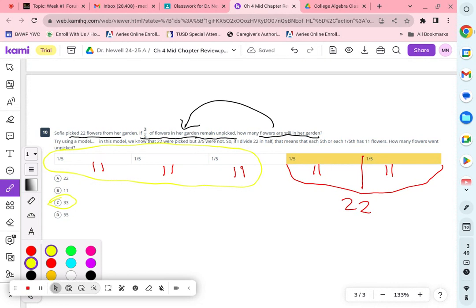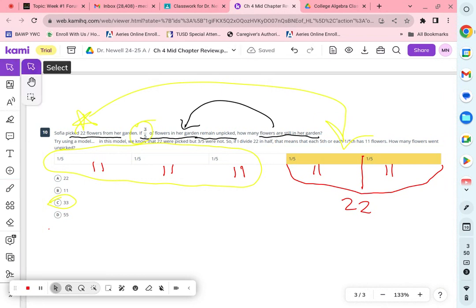The number 22 was not the total amount of flowers in the garden. The number 22 is the amount of flowers that she picked. And we know that the whole number of flowers in the garden was broken up into 5 equal parts, because 3 of those 5 equal parts were left unpicked. Take a moment, talk with a neighbor, yell at your stuffed animals if you have any, your pillow, but make sure you understand this and that you can apply the same strategy to another set of numbers.